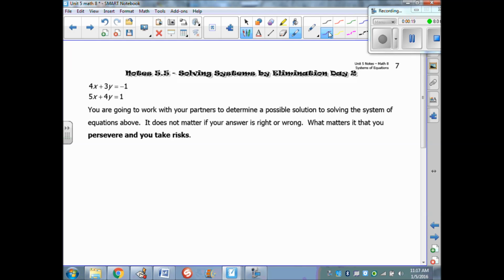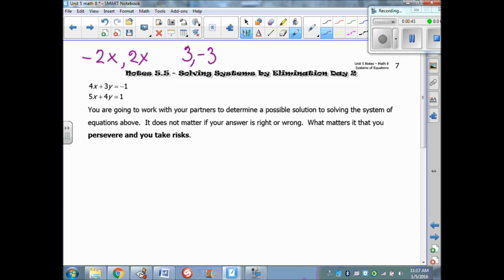We talked about saying that the x's, the y's, the constants needed to line up. Everything needed to line up, but we were looking for opposites to happen. So we know, if I gave you an example, that negative 2x and 2x, those are opposites. You also know that 3 and negative 3 are opposites.